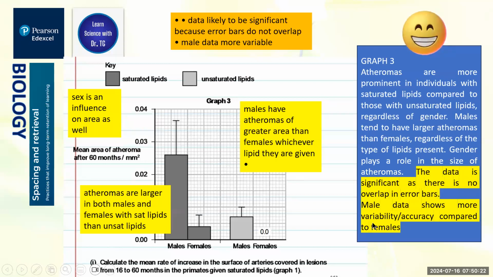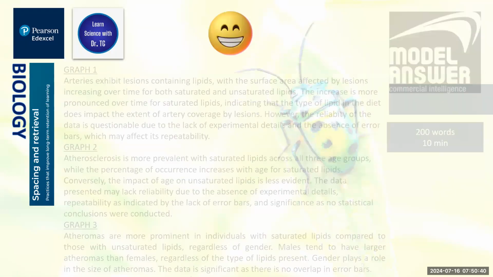Male data shows more variable accuracy compared to female. That means the error bar, the length, is longer for males and shorter for females. So as I told you, we can also judge the accuracy of the data with the error bar. I summarize everything in this slide now.